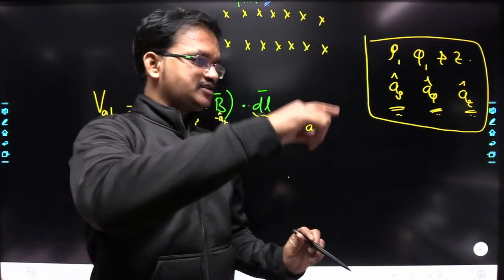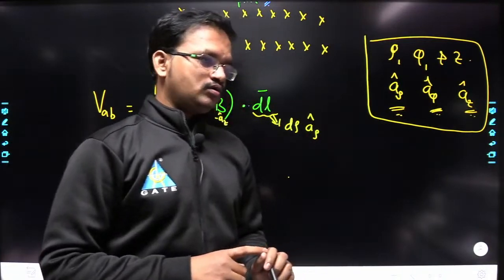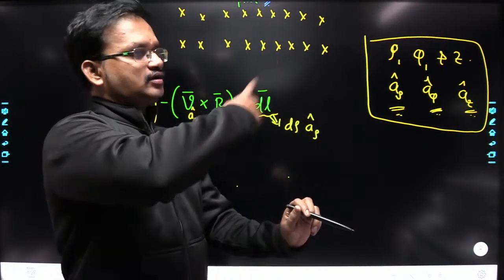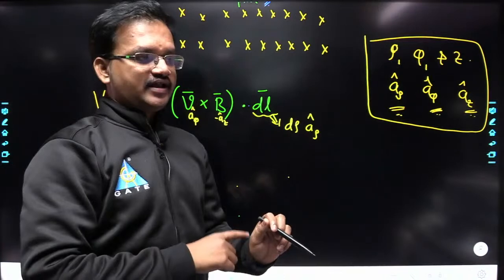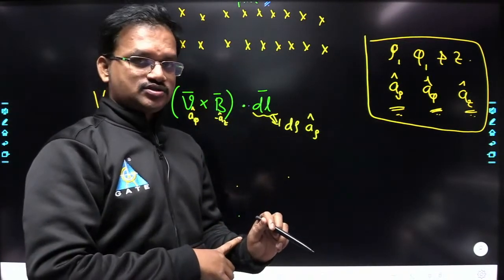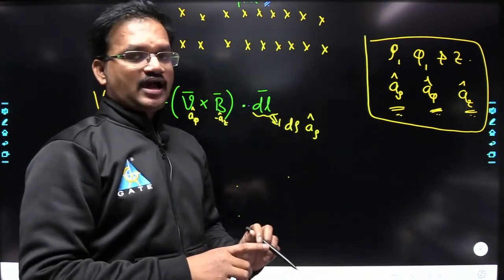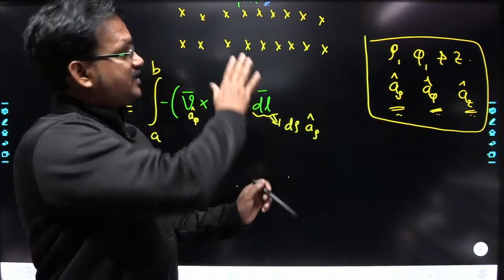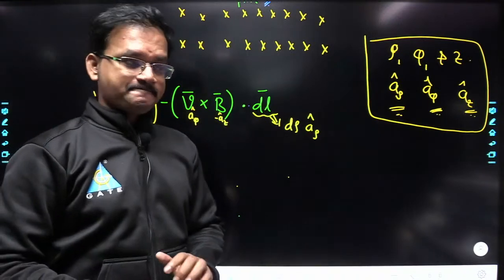See, the radial direction we consider as rho, right? And along the circumference of the circle, we consider the direction as what? A phi cap, if it is in the anti-clockwise direction. Understood? Okay. And AZ cap will be perpendicular to the plane.